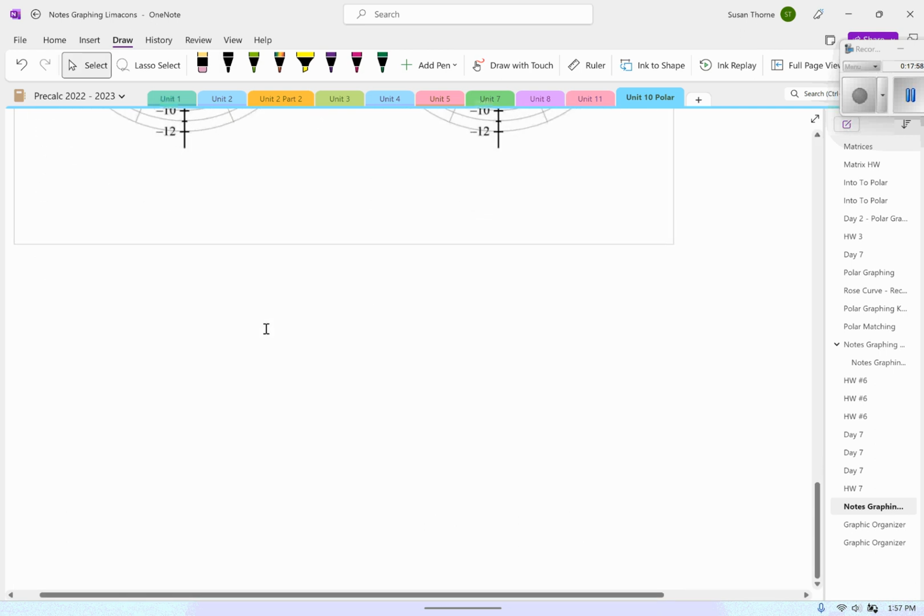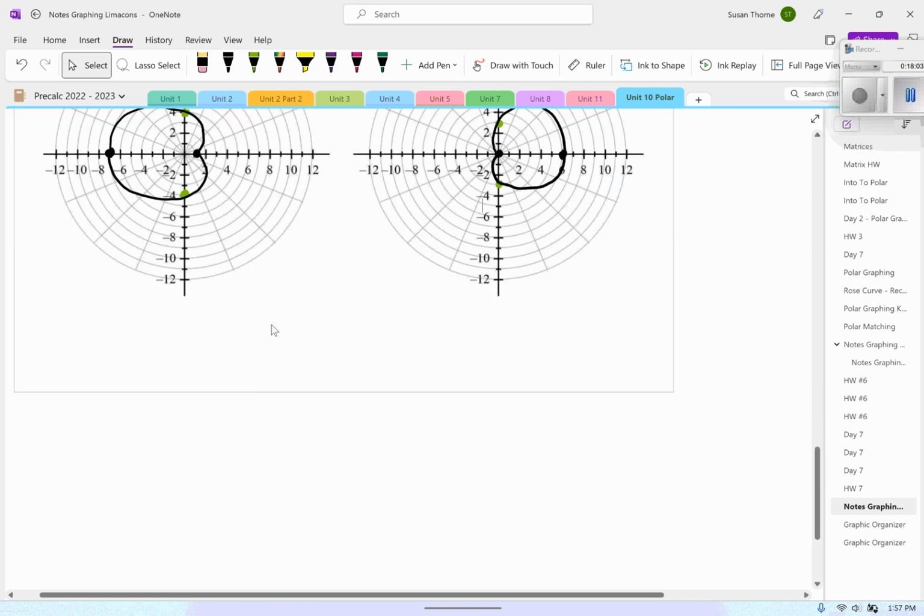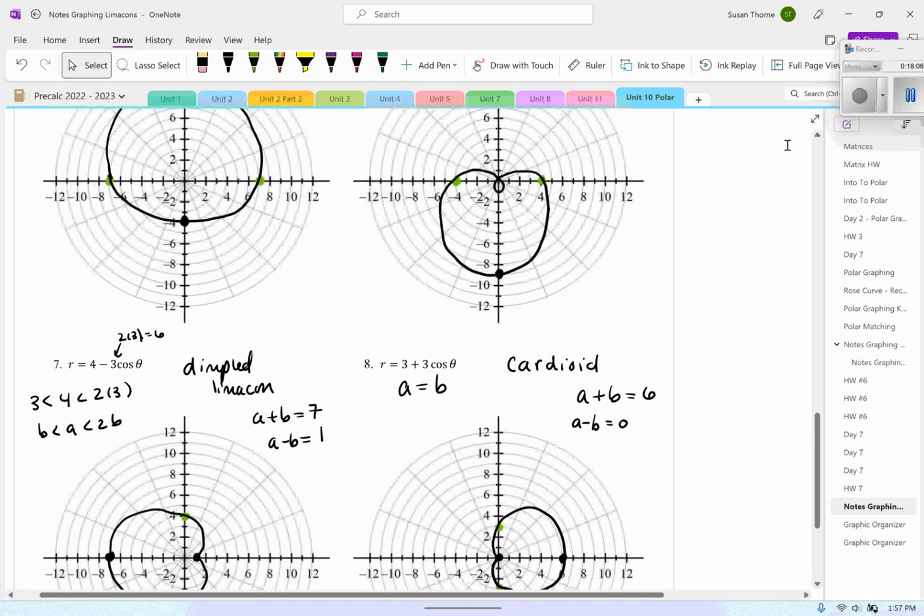Okay, so that's it for our limacons. I also want to go ahead and talk about graphing some rose curves.